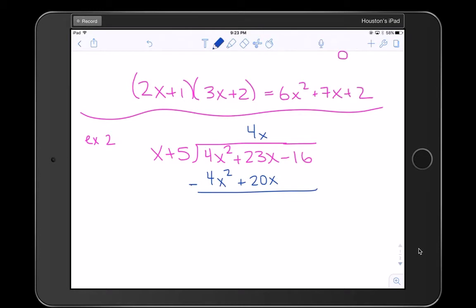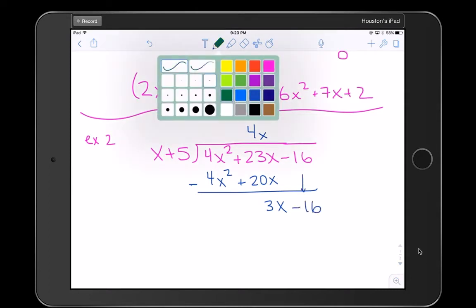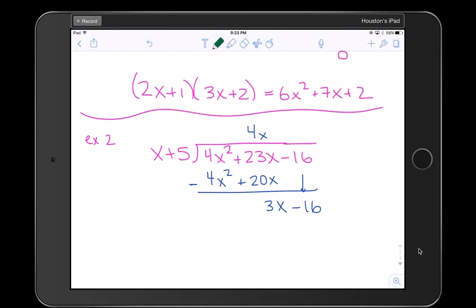And then we're going to subtract these. So the 4x squareds cancel. Again, that's the whole point. And 23x minus 20x gives me 3x. Bring down the negative 16. So then what times x will give me a 3x? Hope you're thinking positive 3.